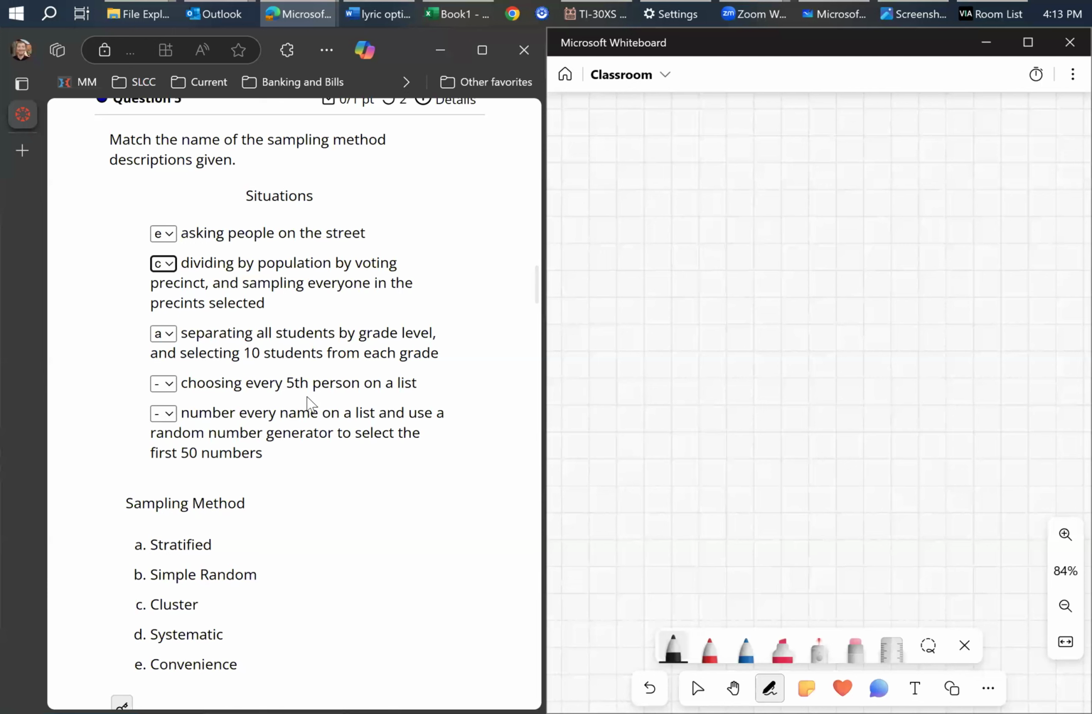Choosing every fifth person on a list, that's systematic. And finally, numbering every name on a list and using a random number generator, that one's the simple random.